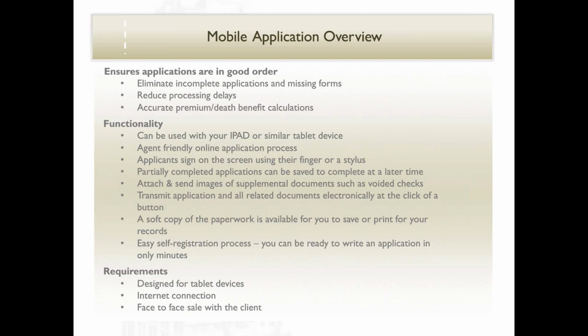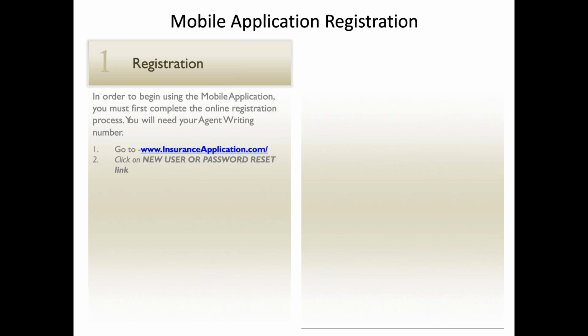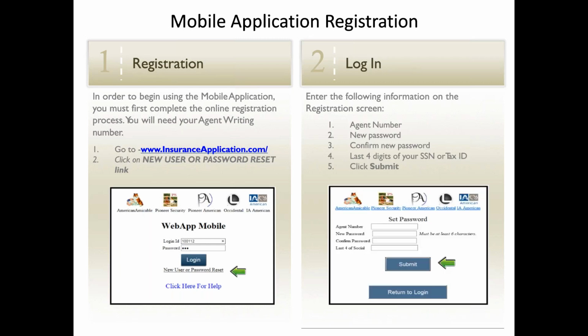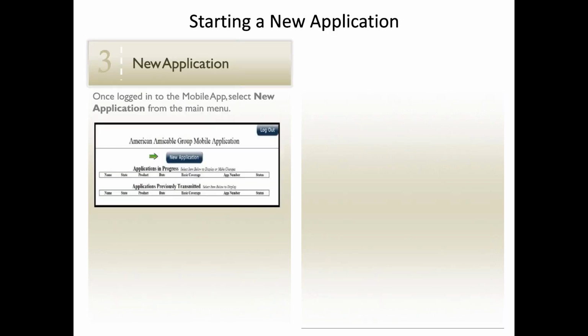And the registration process for this is super simple. Okay, so it's really designed for tablet devices. You need an internet connection. It does not have to be done face-to-face. Okay, so we can still do things by phone. Okay, you can do things face-to-face or virtually with these processes. Okay. So registration, you need your agent writing number first. If you've never done this before, you'll just go in and put in your agent number, okay? And then you'll go on, click through, and then you'll log in. You put in your agent number, put your password in, and then there's an authentication if you've never used it before that will take you through, and then it'll take you into where you can do a new application.